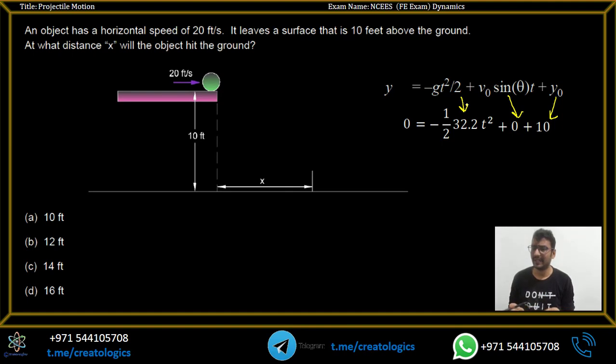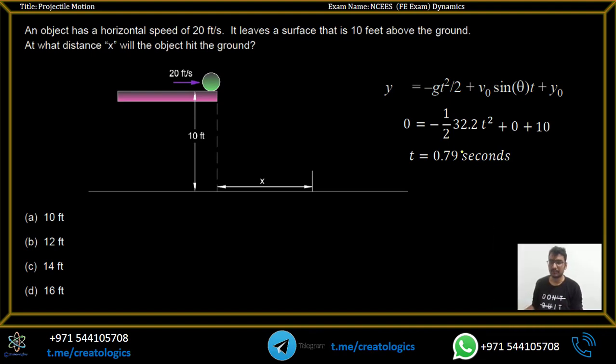Now, using the calculator, we can easily calculate this value, which gives 16, and from there we get the value of t as the square root of 10 by 32. That gives us t equal to 0.79 seconds. So it means this object will hit the ground after 0.79 seconds. Now we need to find the value of x.